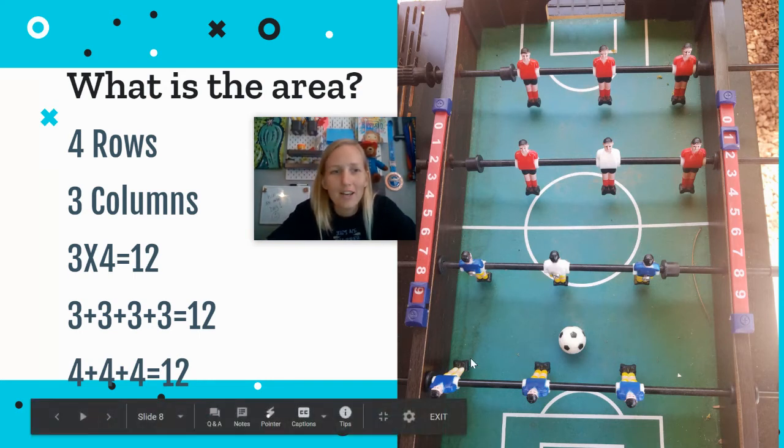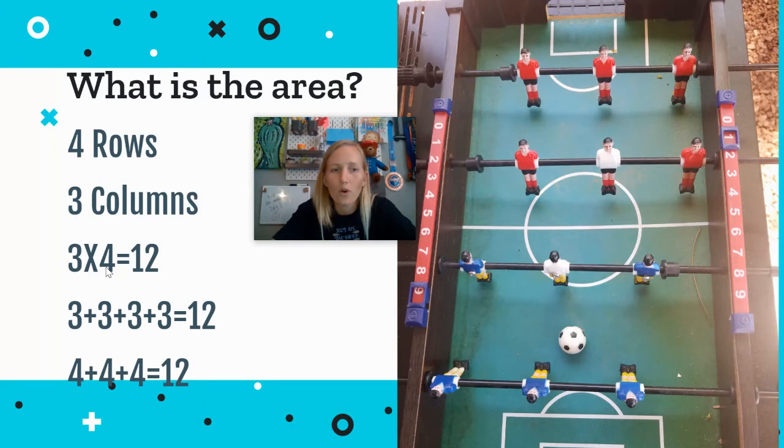Okay, 1, 2, 3 columns, and 1, 2, 3, 4 rows. So we can write this as length times width. 3 times 4 equals 12, or 3 groups of 4 equals 12. We could also write this as 4 groups of 3. You just flip that around if you want.